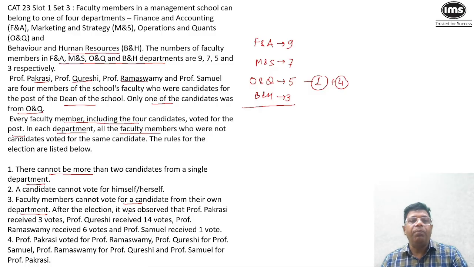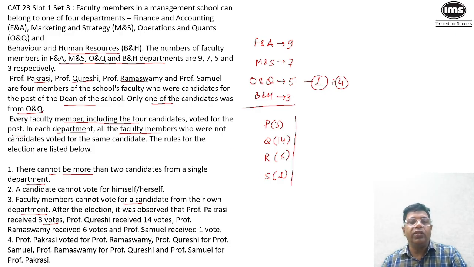Now, Professor P received a total of 3 votes. Okay. So, P got 3 votes. Similarly, Q got 14 votes. Professor R got 6 votes. And S got 1 vote. Okay.